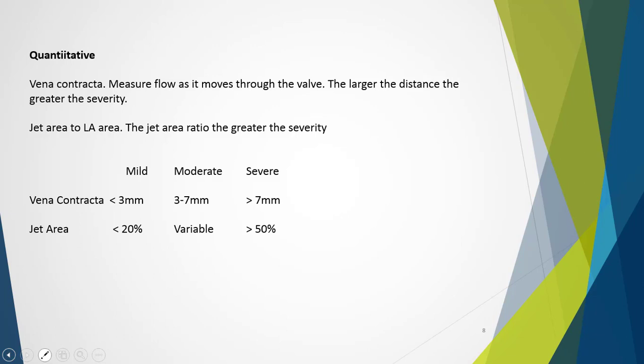So we can also look at the table that we have here, according to our severities: mild, moderate, severe. As the vena contracta gets larger, of course, it's more severe. When we have a jet area to left atrial area of less than 20%, we know it's mild. It's a little bit variable when it comes to moderate gradings, so there are no real cutoffs there, but it's somewhere in that range between 20 and 50. But we know above 50 is basically severe.